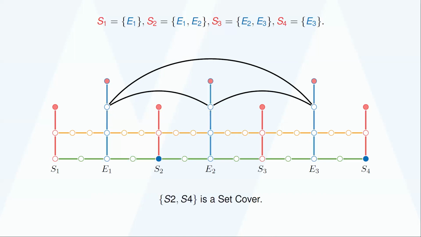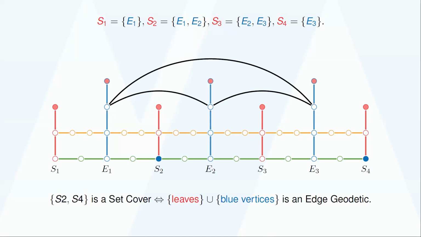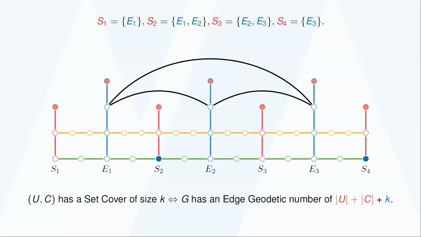And it shows you that S2 and S4 is a set cover of our instance. In general, we can say that S2, S4 is a set cover if and only if the set of leaves plus the blue vertices is a geodetic set. And also, if you have a set cover of size k, then in the graph resulting from this reduction, you'll have a geodetic number of u plus c plus k.